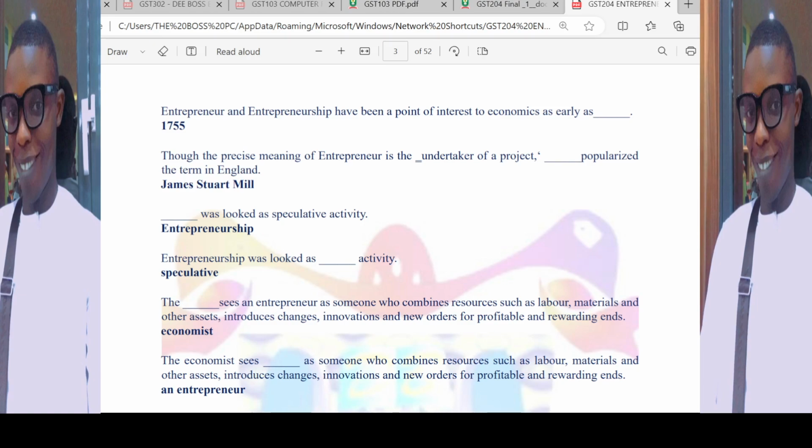Entrepreneurship was looked at as speculative activity. When they say speculative, it means something that has future value, something you are looking at in time to come and saying this is what is going to become. That's what they mean by speculative activity. Now, the economy sees an entrepreneur as someone who combines resources such as labor, materials, and other assets, introduces changes, innovations, and new orders for profitable and rewarding ends. That's the economics view. So you can see that economics and entrepreneurship are very, very connected.